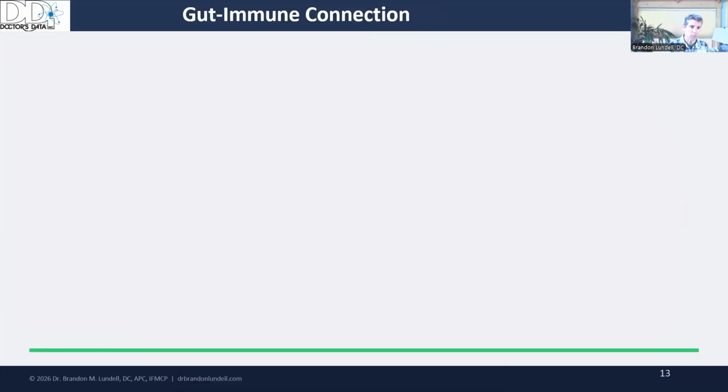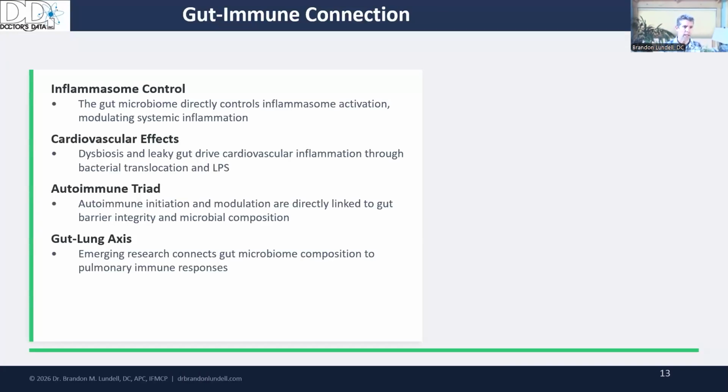The gut-immune system, we all know very well: inflammasome control, cardiovascular effects, the autoimmune triad, the three things that all autoimmune diseases have in common. It's genetic predisposition, leaky gut, and dysbiosis. And then the third thing is some kind of environmental trigger, what's known as the straw that breaks the camel's back. Could be stress, an infection, or toxic exposure. But those three things exist in all autoimmune diseases.